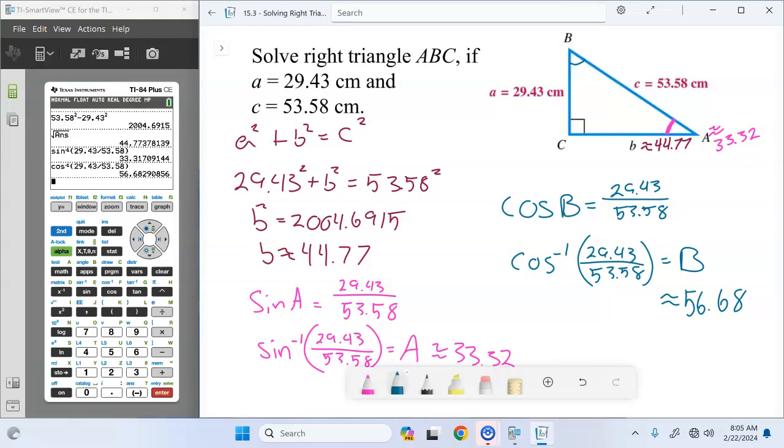Yes? Yeah, with the angles we can be a little more loosey-goosey because we know it has to add to 180 with the rounding. But I wanted to practice the trig functions. Go for it. What do you guys think? We just don't want to use that 44.77 with everything.